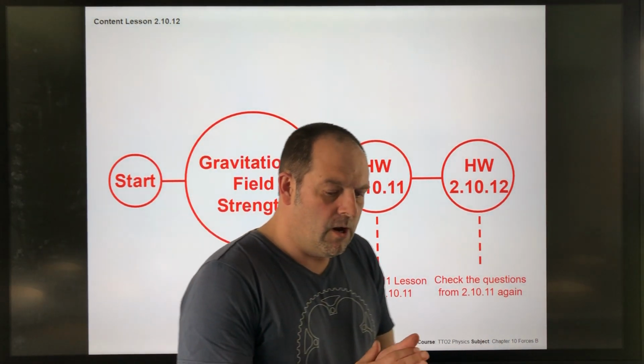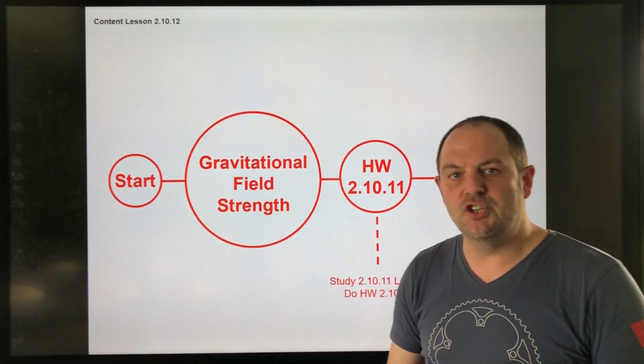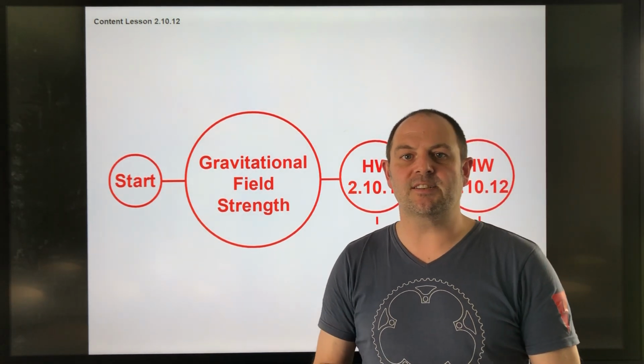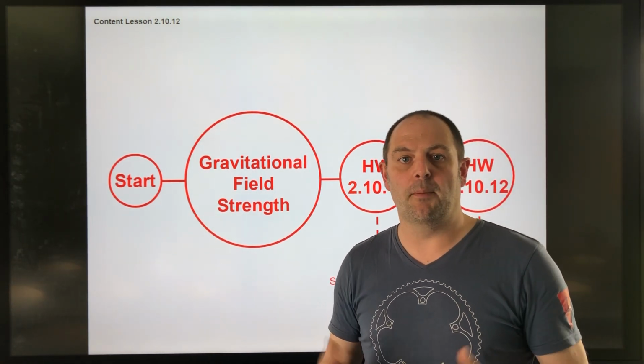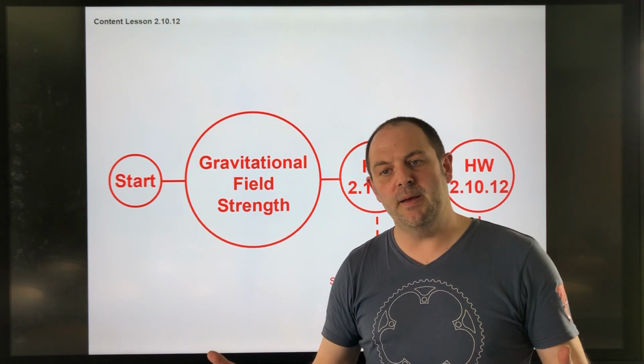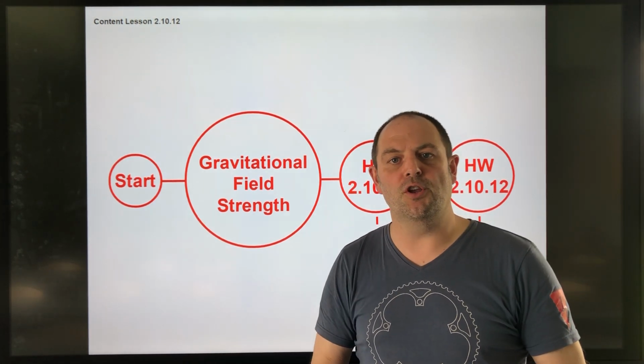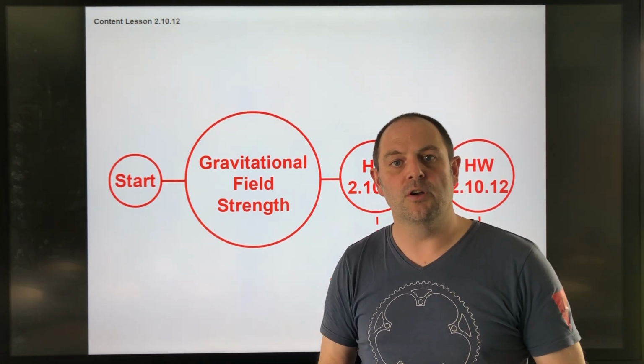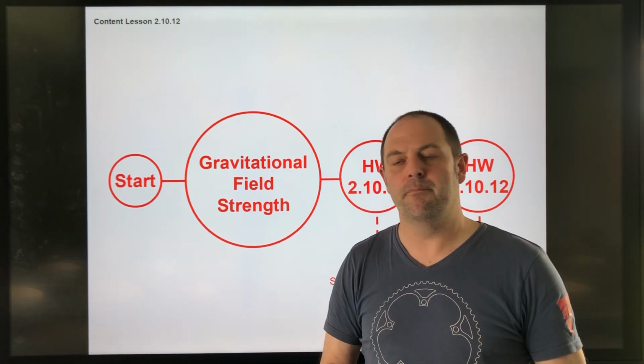Okay. Last lesson we talked about the gravitational field strength and I explained to you that it's actually an acceleration caused by the planet you're standing on. If the planet's bigger, there's a bigger gravity force pulling on you, so the acceleration will be bigger. The gravitational field strength will be bigger.